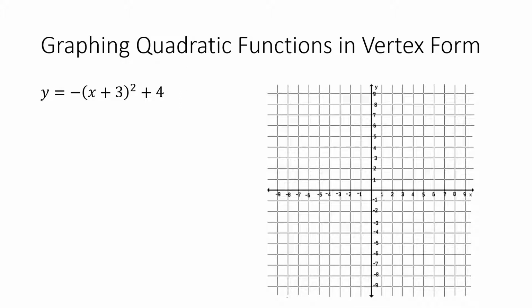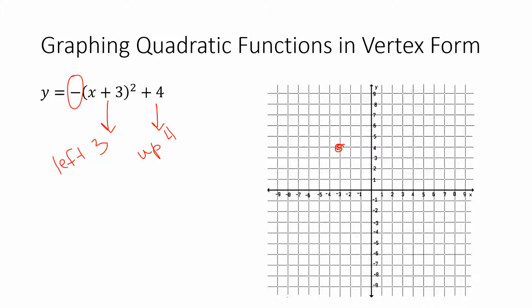Okay, hopefully you've worked through this one by now. We're going to start by putting our vertex on the graph. So if we look inside the parentheses here, we have x plus 3. That's going to shift our vertex to the left 3. And the plus 4 on the outside is going to shift our vertex up 4. So left 3, up 4. That's where we're going to start our function.